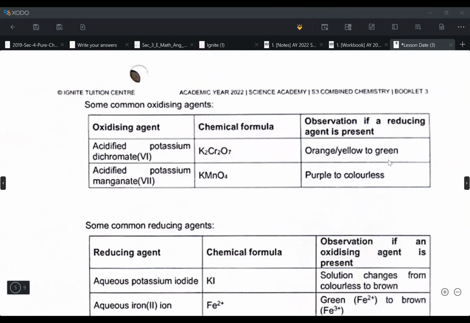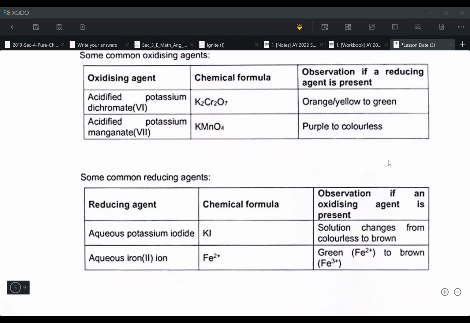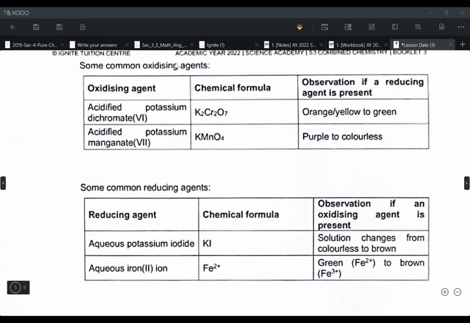The last thing is this one already. So this is the common oxidizing agents. This one must memorize, no choice. You just need to remember the name. The chemical formula you don't need to know. These two don't need to know. You just need to remember the name, then the color change.